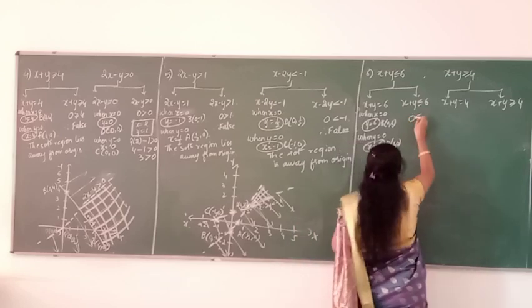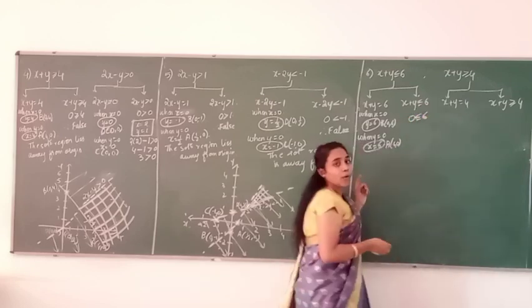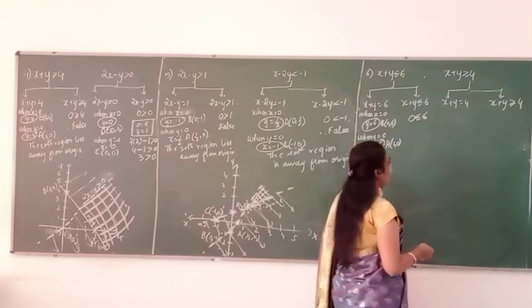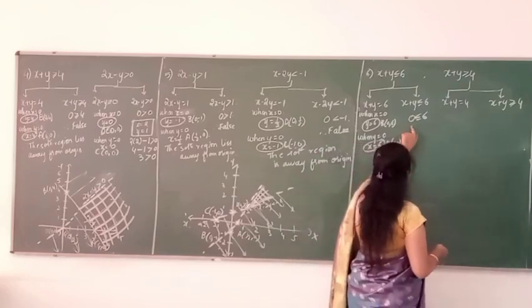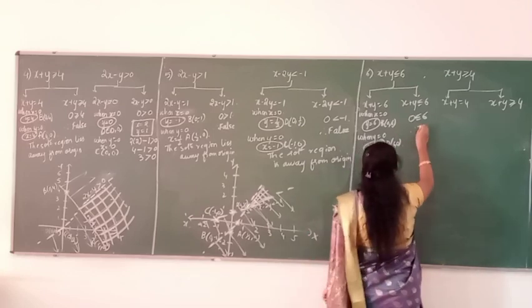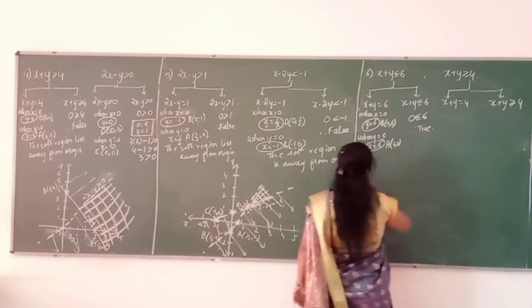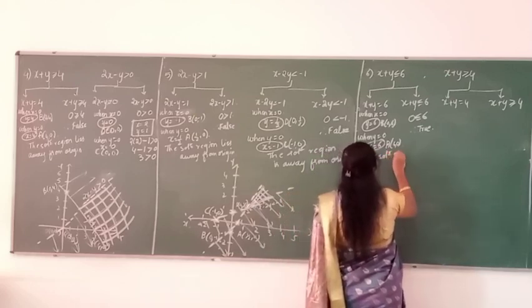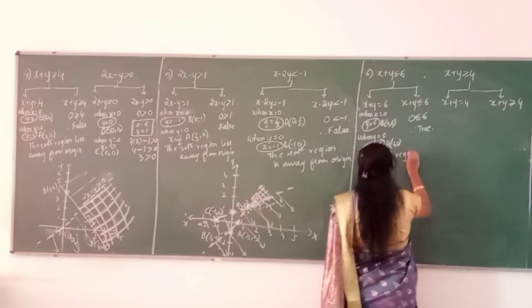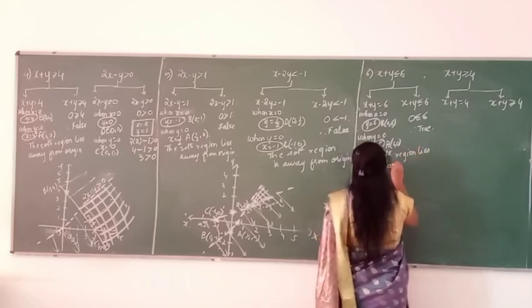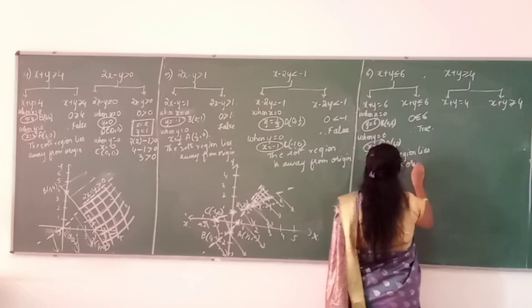0 is less than or equal to 6. Why 0, 0? We are substituting just to know whether it lies towards the origin or away from the origin. So the origin point, when you substitute, you will be getting 0 less than or equal to 6. Therefore it is true, the solution region lies towards origin.